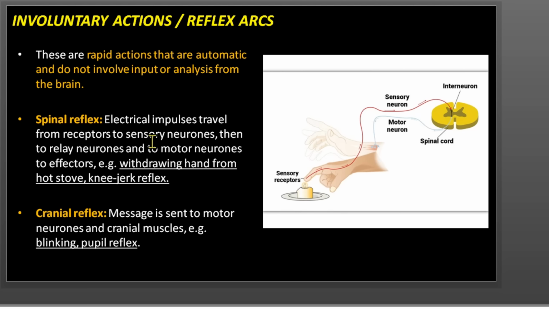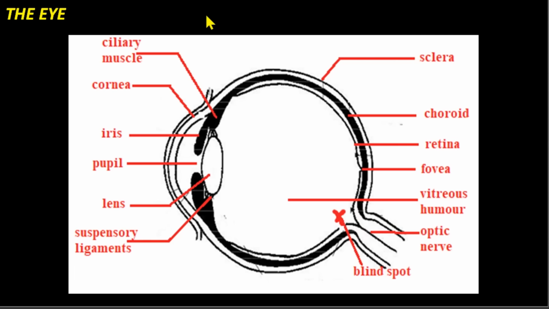Here we have an internal view of the eye. Feel free to pause the video and note the labels, because there's a lot to unpack here. First, let's look at the cornea. The cornea is the front part of the eye. It is a very thin layer, and this helps to refract the light so that it can actually enter the eye.